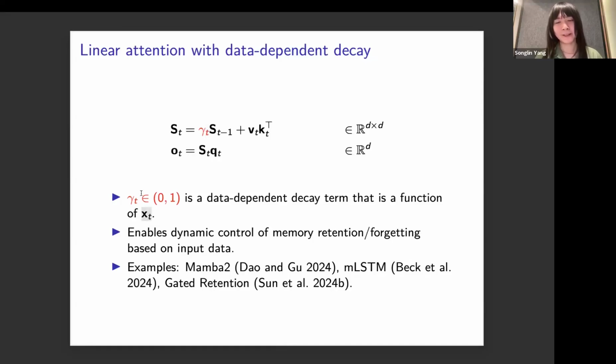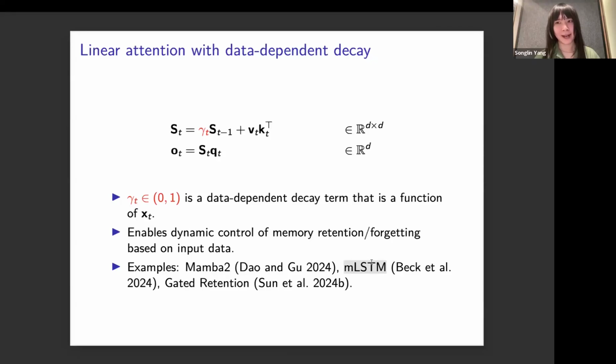And so we use a linear projection to compute this gamma t, just similar to how we compute query, key and value in a data dependent manner. As such, this gives the model more flexibility for dynamic control of the memory. And this strategy has been used in many recent models like Mamba-2 and mLSTM. mLSTM is the linear attention module in the xLSTM model.